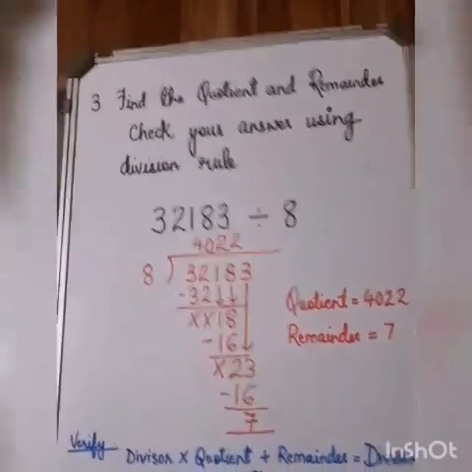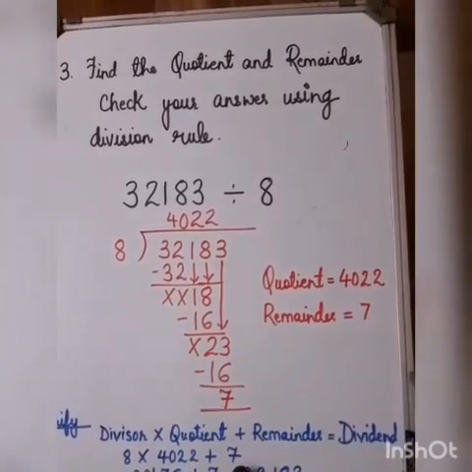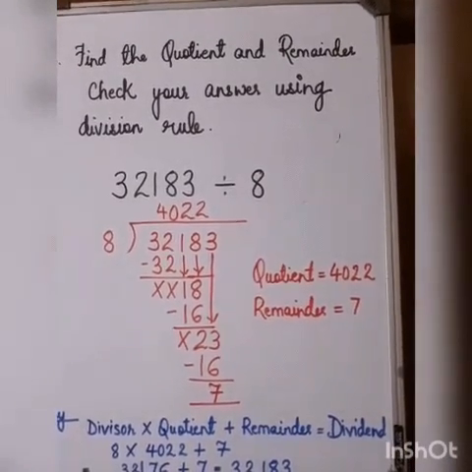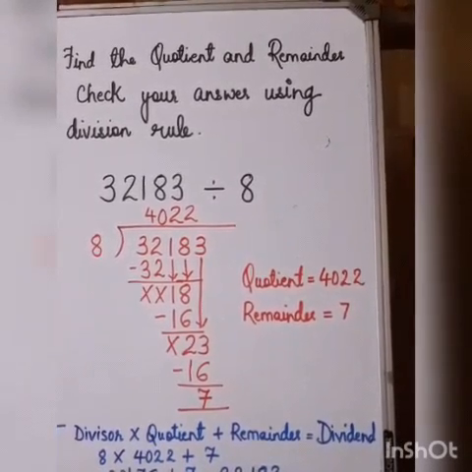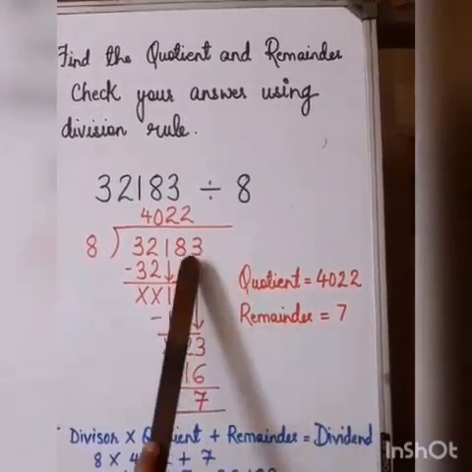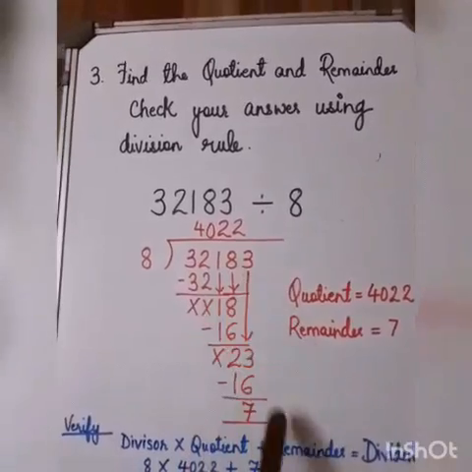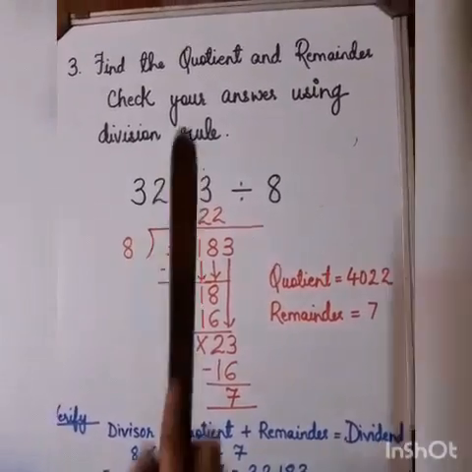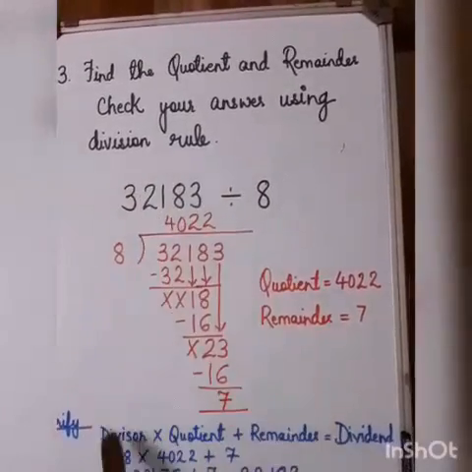So now start verifying. 8 multiplied by 4022 plus 7. So 8 when multiplied by 4022, it will come 32,176. If we'll add 7 to it, what will come? 32,183, which is equal to the dividend. Hence we have verified it and we have got the same number as our dividend. So our division is correct. In this way you have to find the quotient and remainder, and you can check your answer using the division rule.